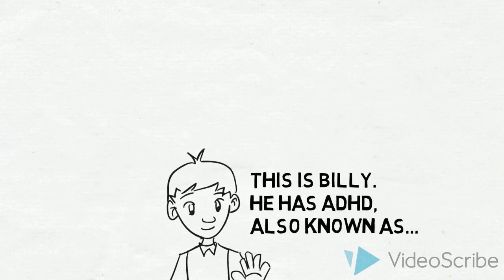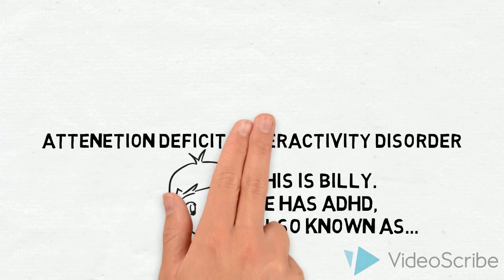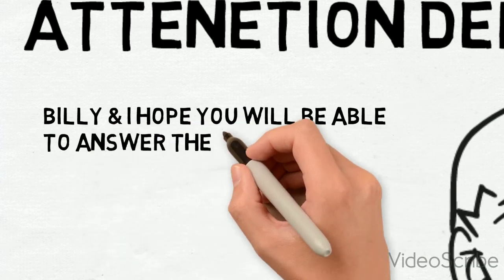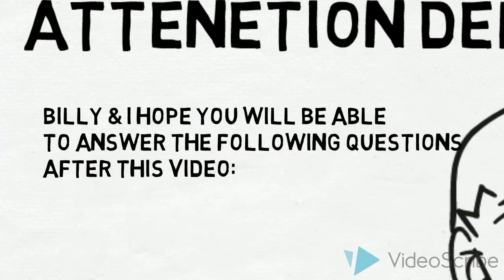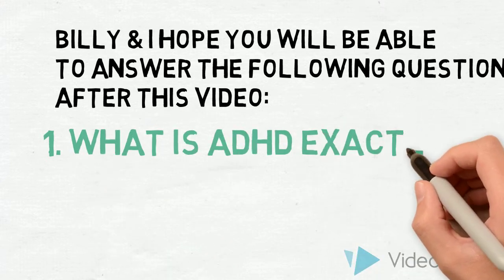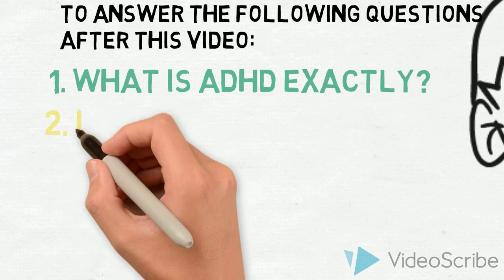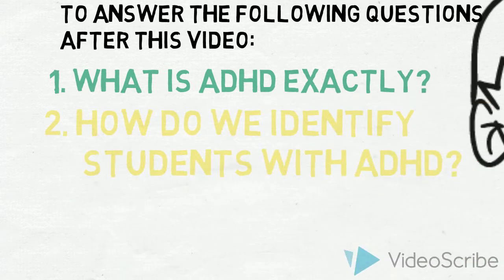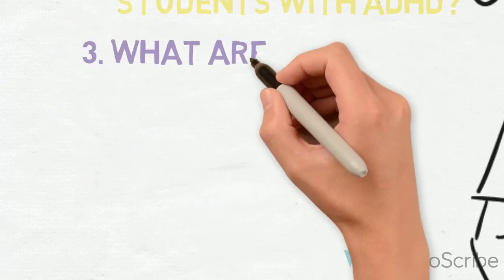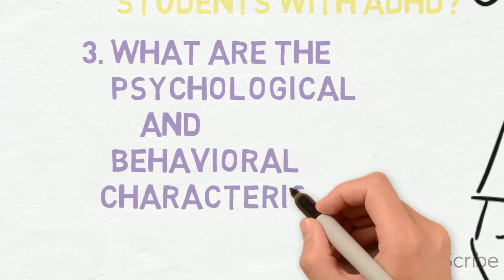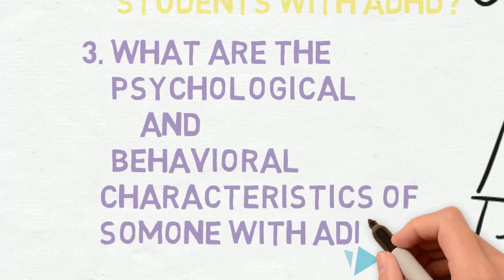This here is Billy. He has ADHD, which is also known as Attention Deficit Hyperactivity Disorder. Billy and I hope that you'll be able to answer a couple questions after watching this video. The first question we'd like you to answer is, what is ADHD exactly? The next is, how do we identify students who might have ADHD? And lastly, what are the psychological and behavioral characteristics of a student with ADHD?